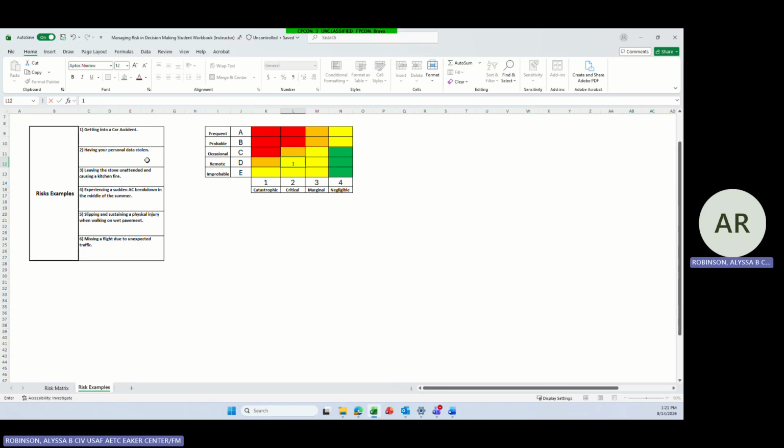Next, having your personal data stolen. So this is, I would say, improbable, but it would be catastrophic. Next, leaving the stove unattended and causing a kitchen fire. I would say this is improbable, but also catastrophic. Now, if you have two risks in the same box, you would just put a comma and then put the other number inside the box as well.